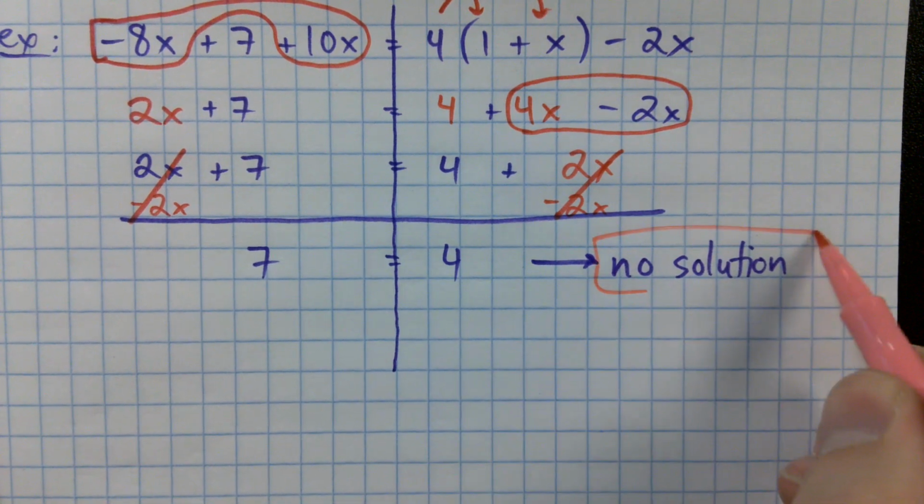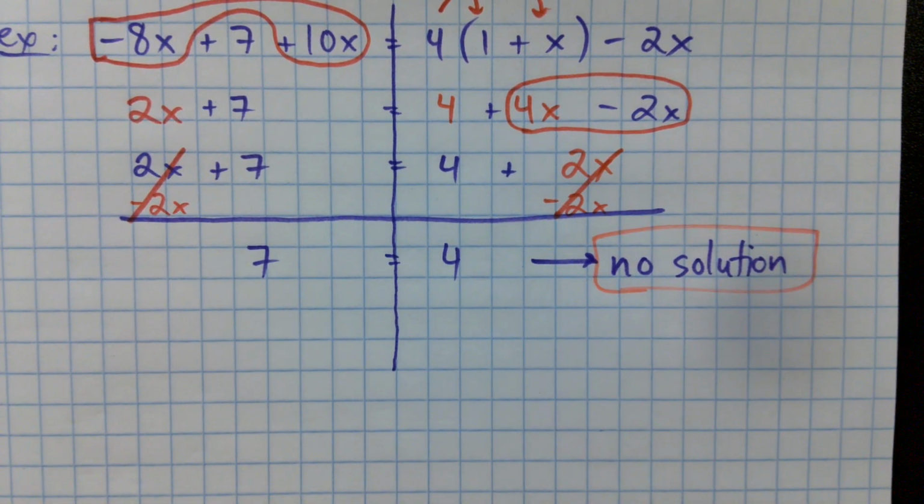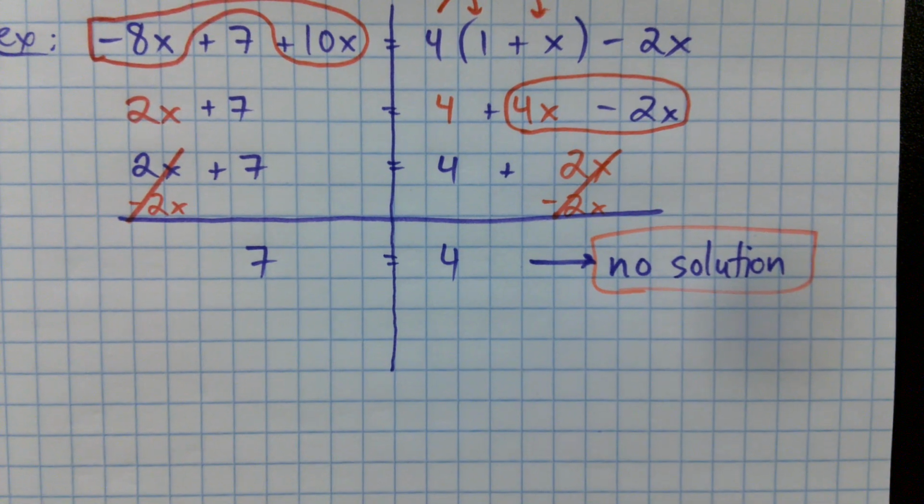You go to the worksheet now. All right? No solution because 7 does not equal 4. What if we got 7 equals 7? What would my answer be then? Infinitely many solutions. We could just say many solutions. All right? Worksheet time.